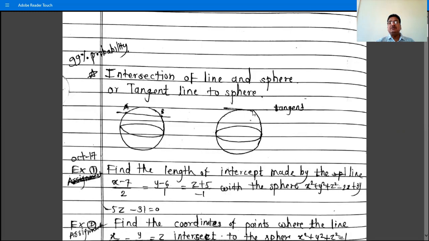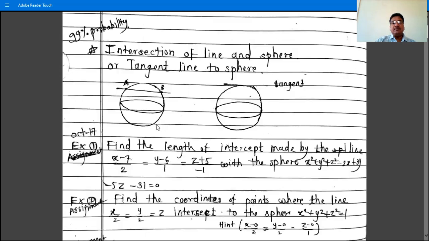If the line touches the sphere in only one point, then we say the line is tangent to the sphere. And if the line intersects the sphere in 2 points, then what happens? We have the distance between these 2 points A and B by using the coordinates of the points A and B, and by using the distance formula. So there are two types of questions.